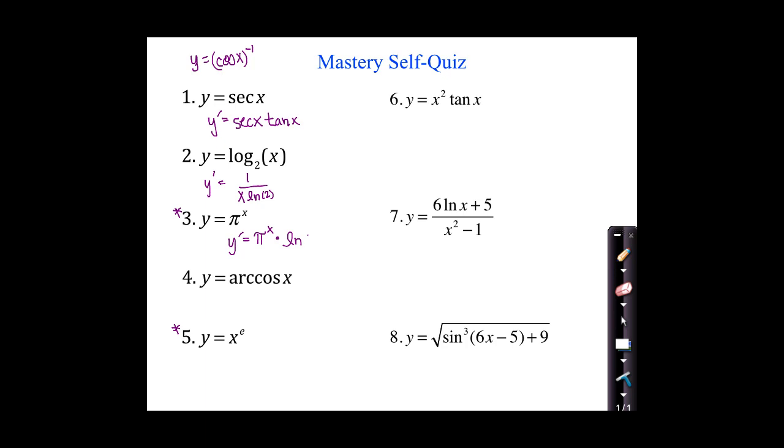We don't subtract 1 from the exponent unless that's a numerical exponent, like it is in number 5. This is x as the base of the exponent and a number, 2.7-ish, as the exponent. So when I take the derivative of this, this is slightly less than x cubed. It's going to be slightly less than x squared by the time I'm done.